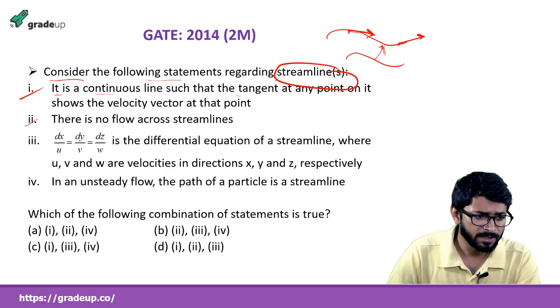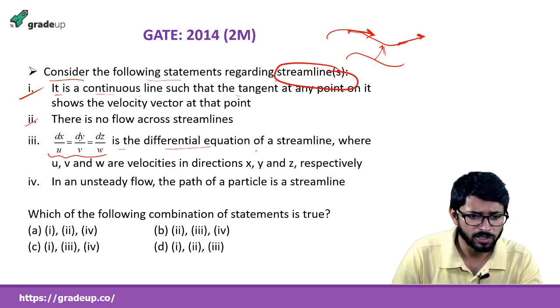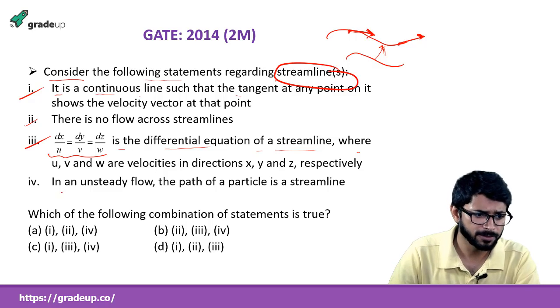dx by u equal to dy by v equal to dz by w. We already studied earlier that it is the differential form of the equation of a streamline, where u, v, w are the velocities in the x, y and z directions. Exactly, it is totally correct.